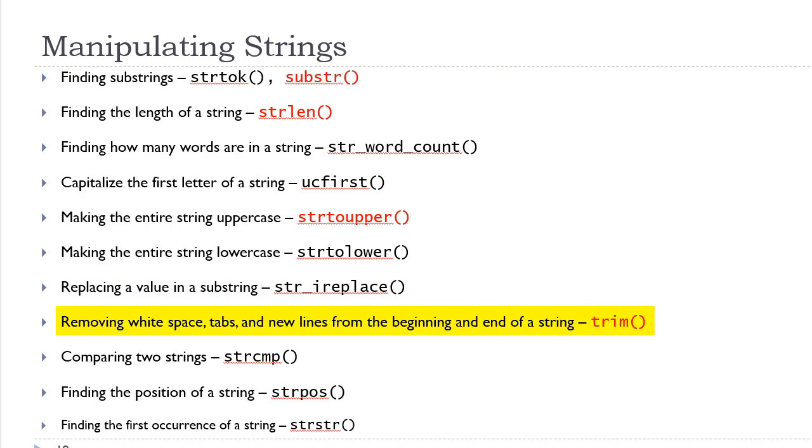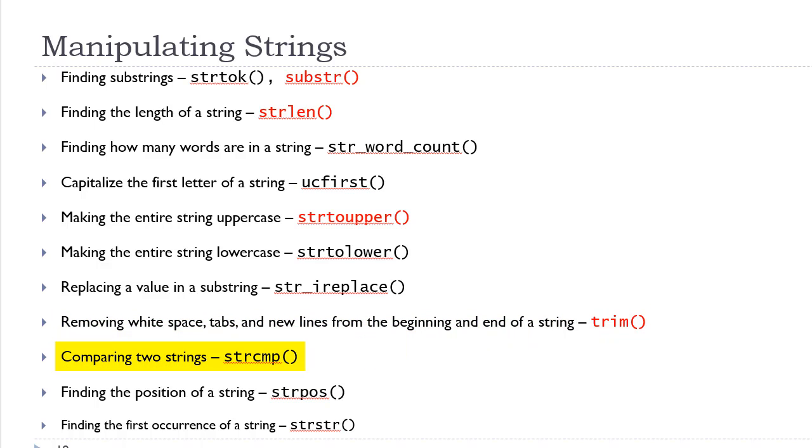We can remove whitespace, tabs, and new lines from the beginning and end of a string using the trim function. This is very valuable. We have learned that the user can enter bad data into a text box. Sometimes they might enter unwanted whitespace or a tab or a carriage return. And if we need to retrieve the value from that text box, we want to make sure that we are only working with the actual character data, not other characters. So the trim function can remove these.